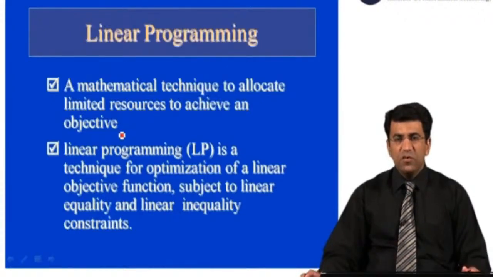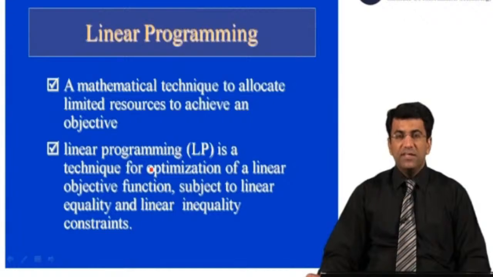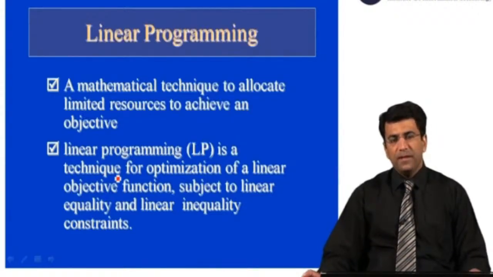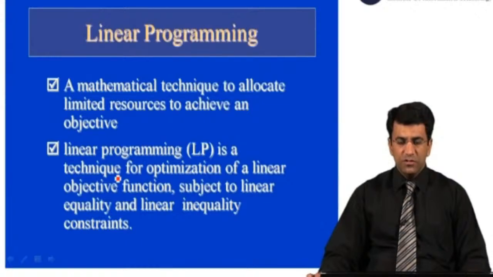That is, the objective function is in the form of a linear equation, subject to linear equality and linear inequality constraints. Again, as I said, we want to achieve the objectives within certain constraints. Now we have to represent these constraints in the form of either equations or inequalities. So we will discuss these different conditions of inequalities as well as equations, and how we can represent our constraints in those forms. So this is a general definition of linear programming.